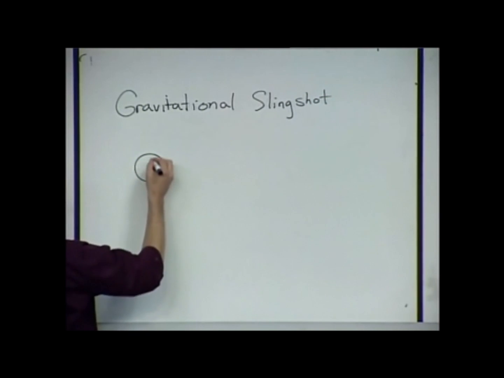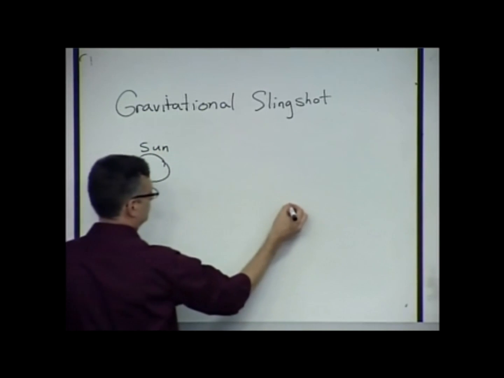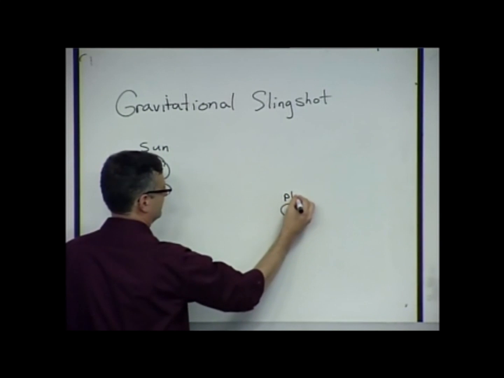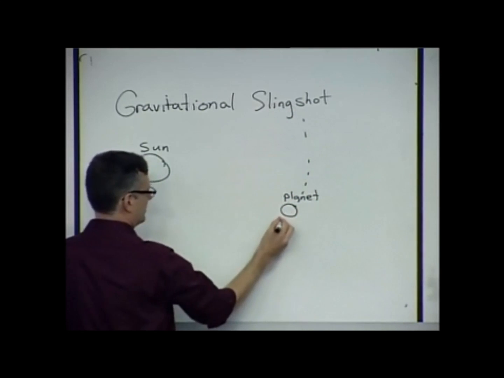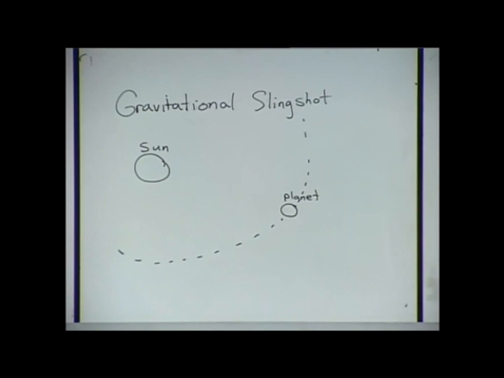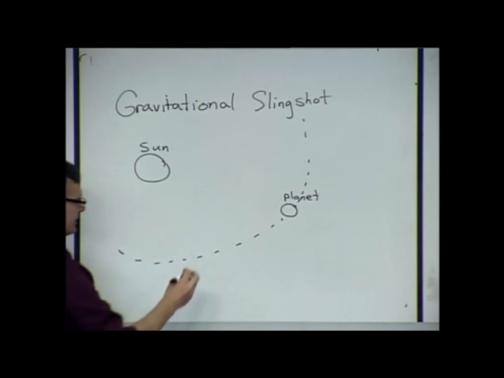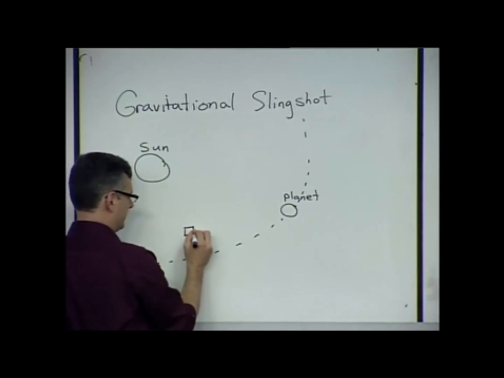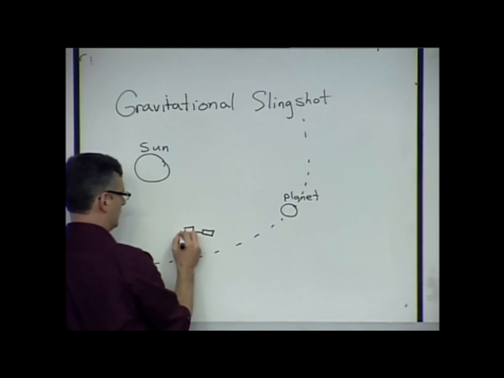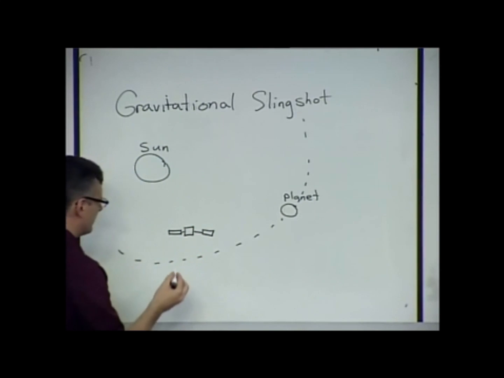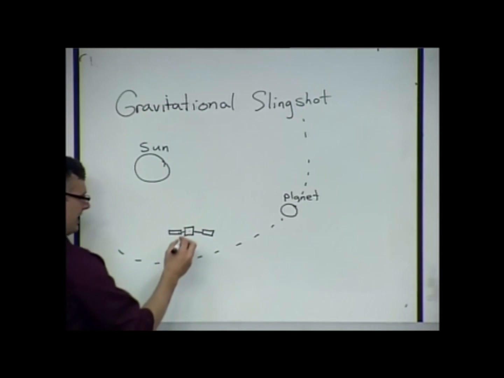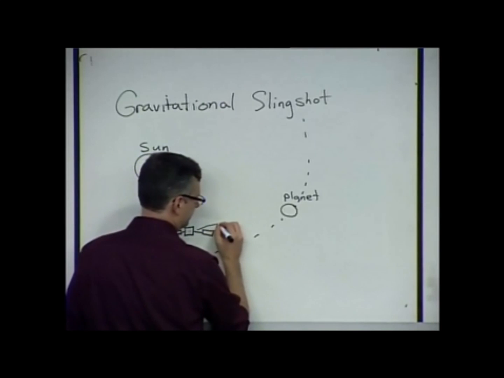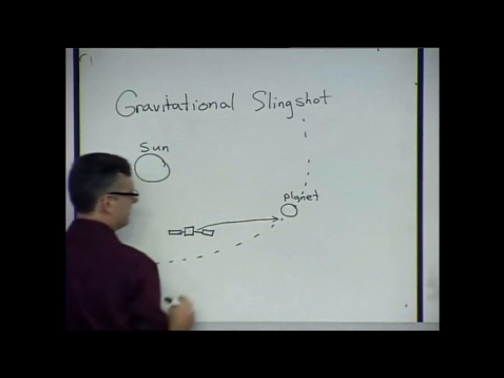So let's say here's the sun, and here's a planet. The planet is, of course, itself orbiting around the sun in a roughly circular orbit. And let's say that I have a spacecraft. Here's my spacecraft. I draw a box with two solar panels; that's my standard symbol for a satellite in this class. And the spacecraft is coming in. What happens when it gets to the planet?